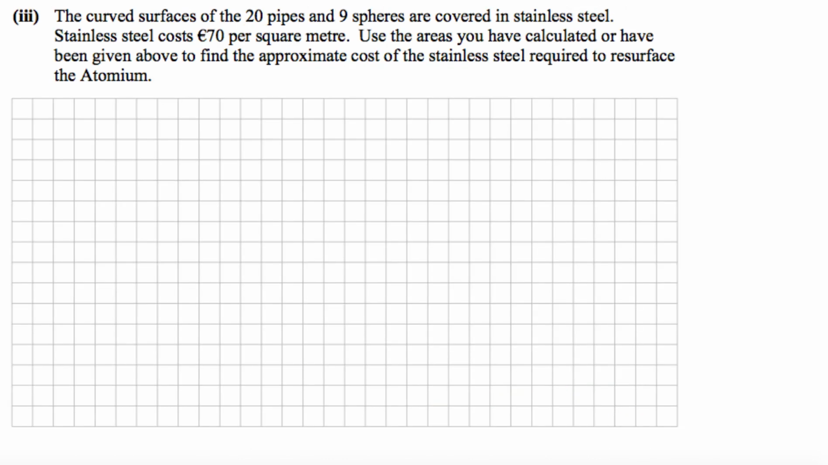Okay, so the final part, D part 3. The curved surface areas of the 20 pipes and the 9 spheres are covered in stainless steel. Stainless steel costs €70 per square meter. Use the areas you have calculated or have been given above to find the approximate cost of the stainless steel required to resurface the Atomium. Okay, so I need to go back and find all my surface areas.